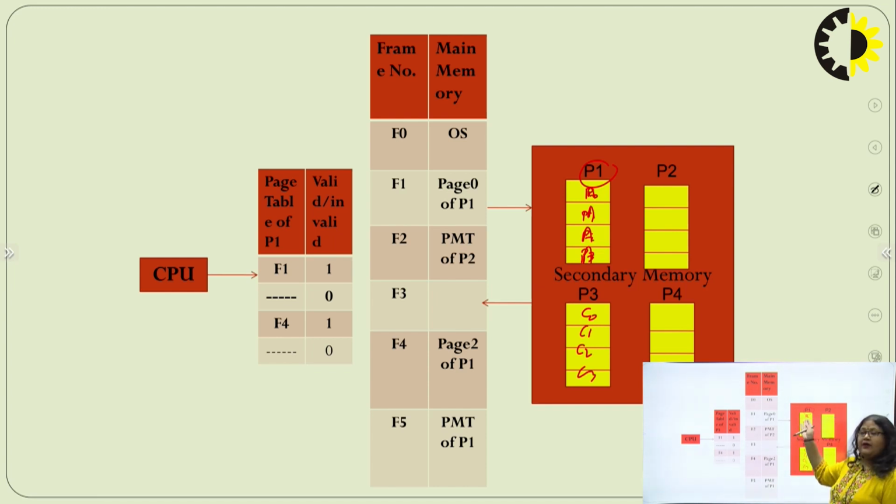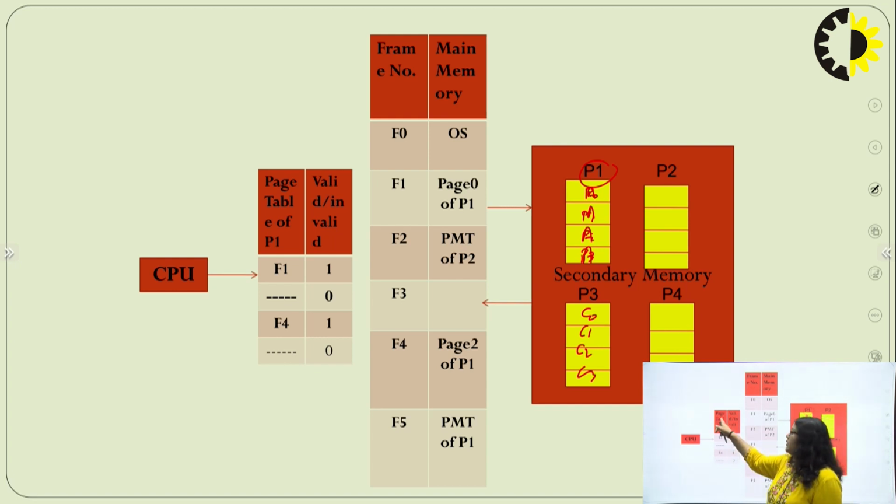So we have a page map table of P1, a page map table of P2, similarly P3 and P4. Each and every process has a PMT. These PMTs are also stored in the main memory. So this shows the page map table of process P1.